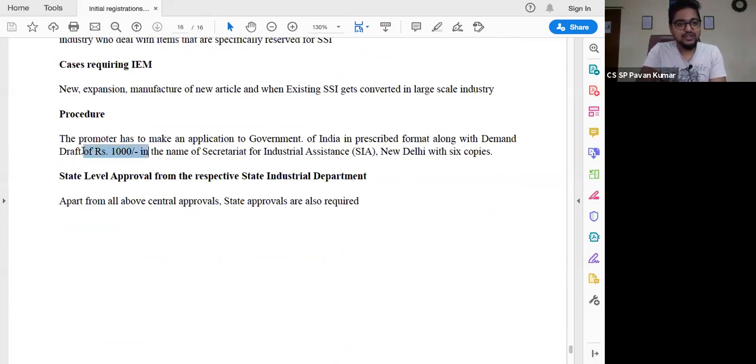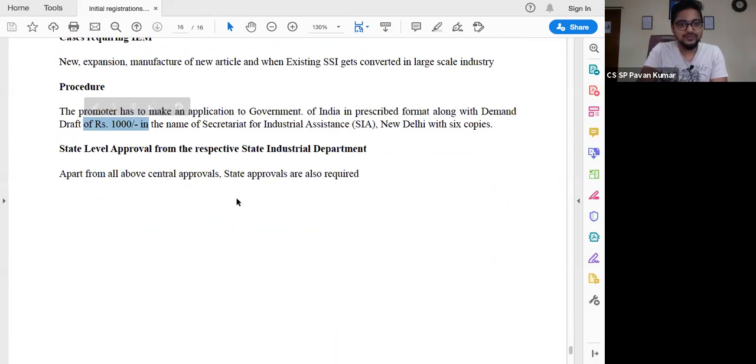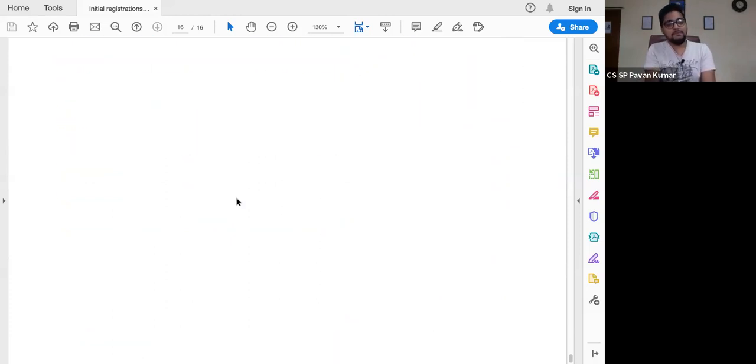The application fee to make an IEM is ₹1,000. So with this, this particular chapter comes to an end. Okay, different types of registrations and all these things.